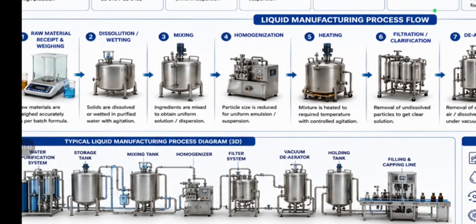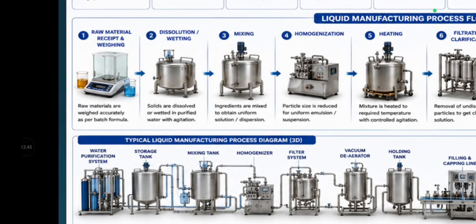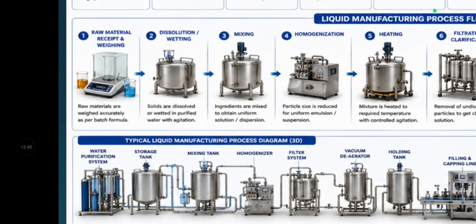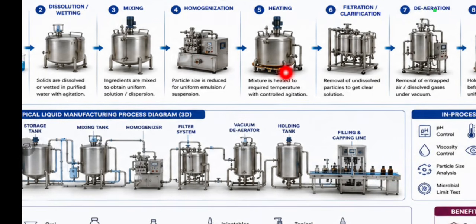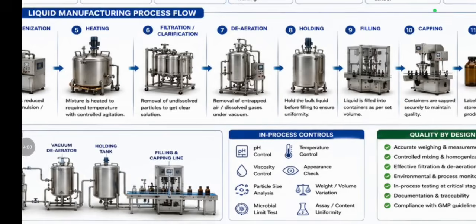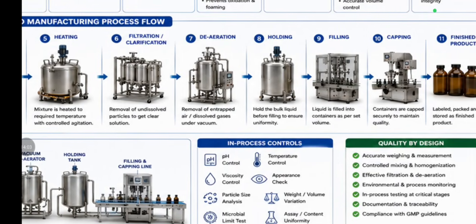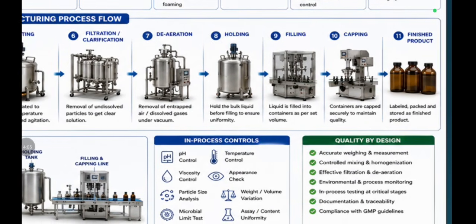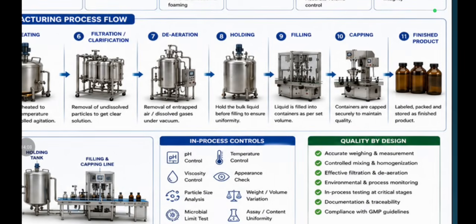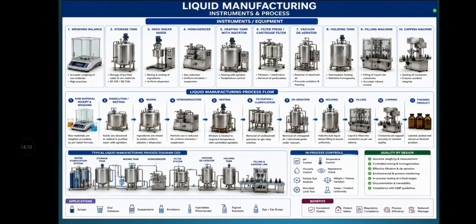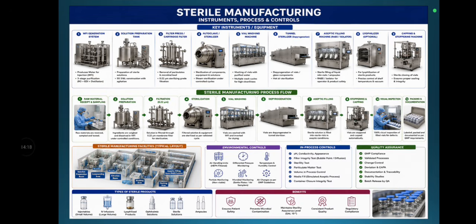And the process is that, first of all, we do raw material weighing and dispensing, then dissolution and mixing. After mixing, there is the homogenization process, then heating, then filtration, then deaeration, then holding, filling, and capping. Filling and capping are done in bottles. So this is the simple process for the liquid manufacturing steps. This is also one of the departments involved in the pharmaceutical plant.